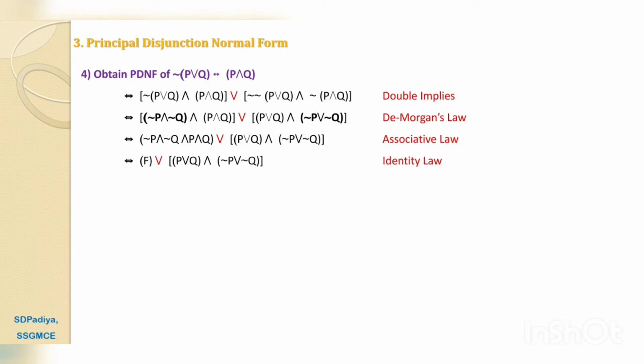Therefore it is logically equivalent to F, or remaining as it is P or Q and not P or not Q. Now again by using identity law, F or P is logically equivalent to P. Therefore here the F or this term P or Q and not P or not Q is logically equivalent to the term P or Q and not P or not Q.